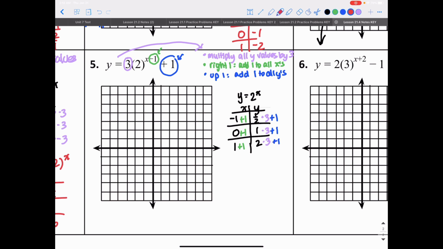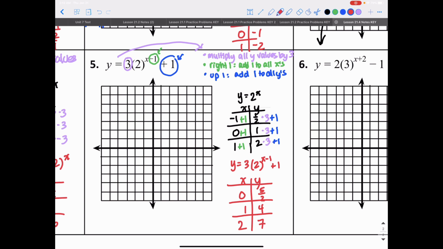values. And then I'm going to end up with y is equal to 3 times 2 to the x minus 1 plus 1, which is going to give me 0, 5/2, because 3/2 plus 1 is 5/2. And then I have 1, 4: 1 times 3 is 3, plus 1 is 4. And then I have 2, 7: 2 times 3 is 6, 6 plus 1 is 7. And then I'm going to plot these points.